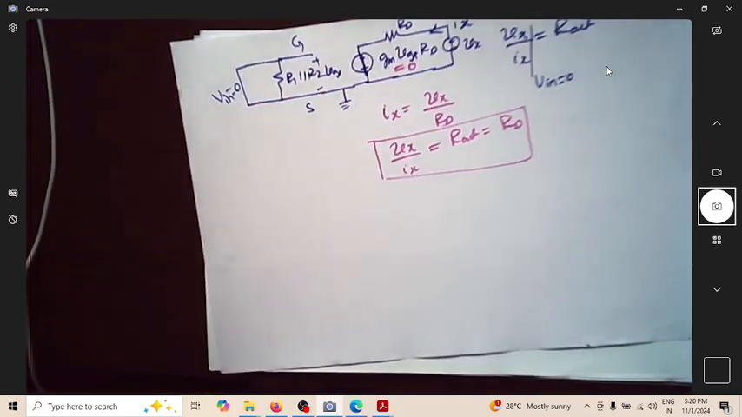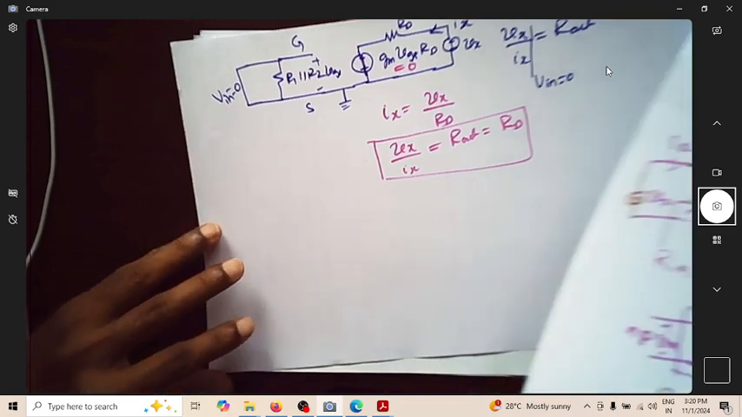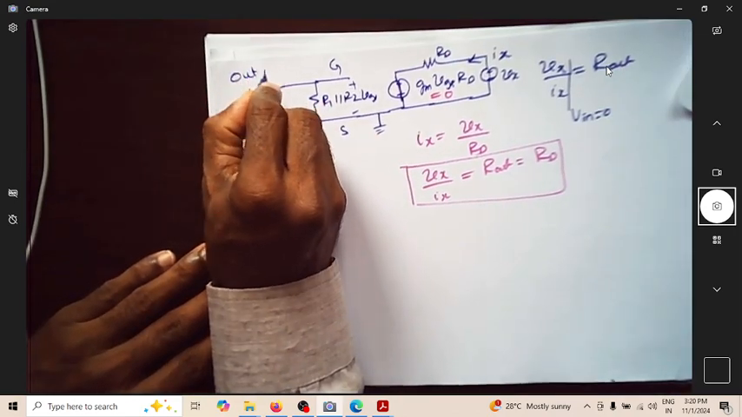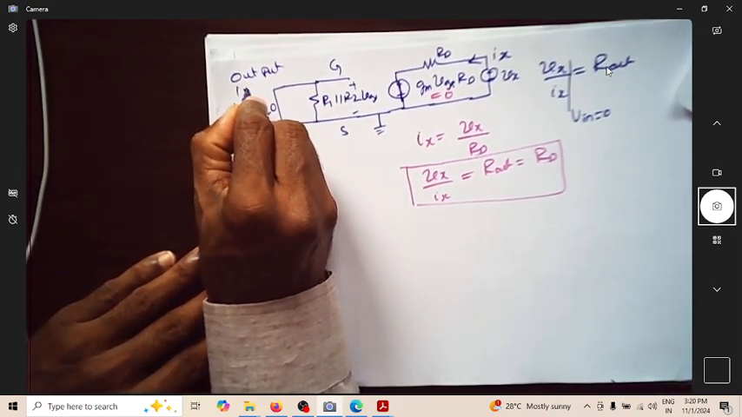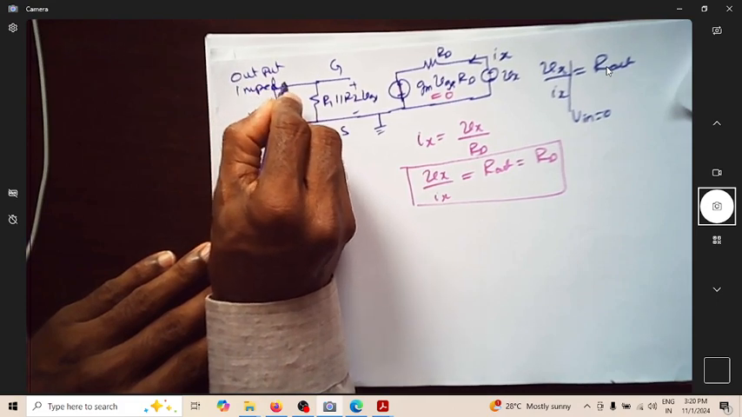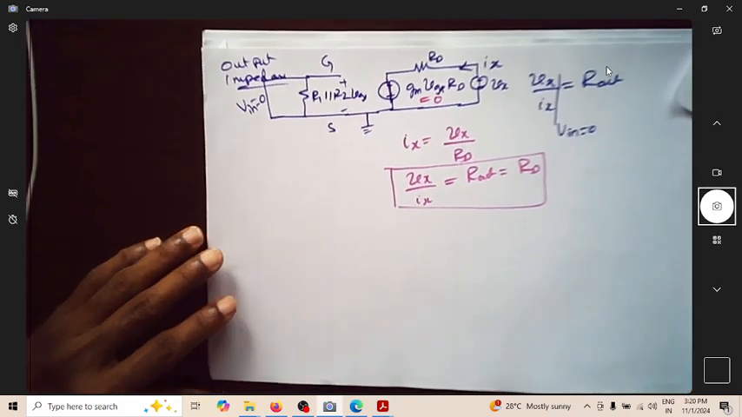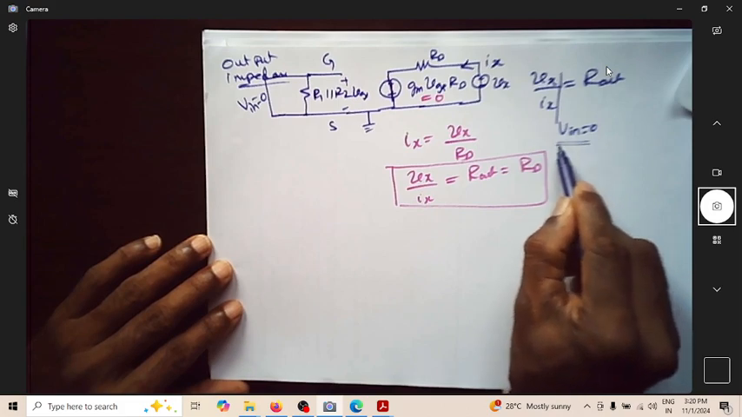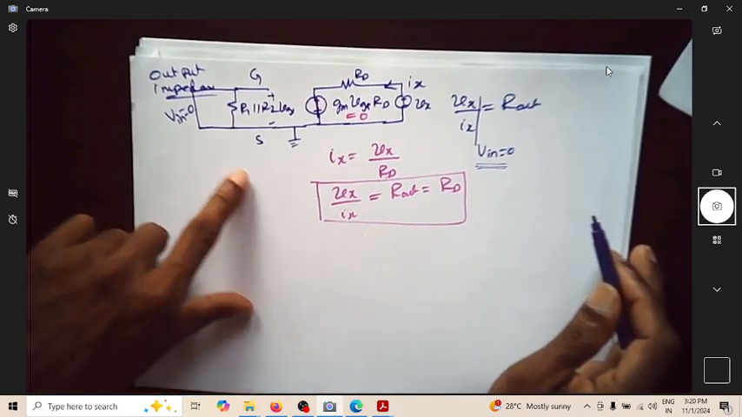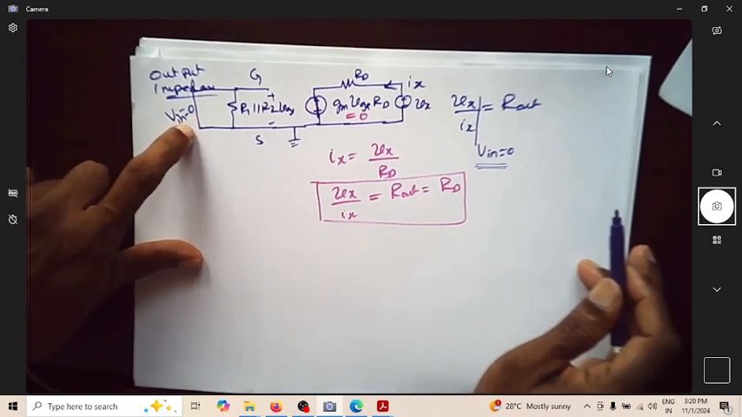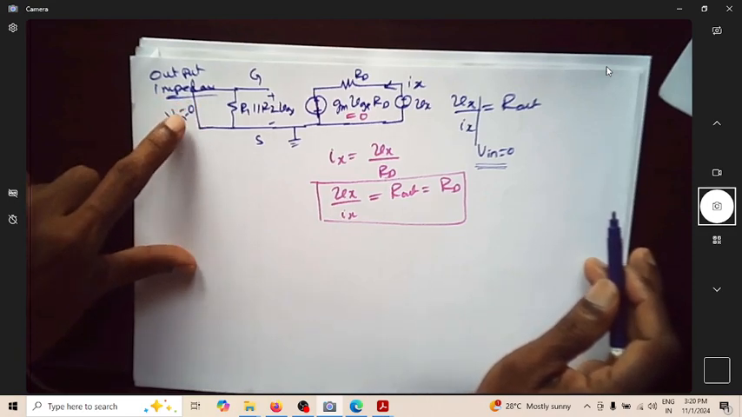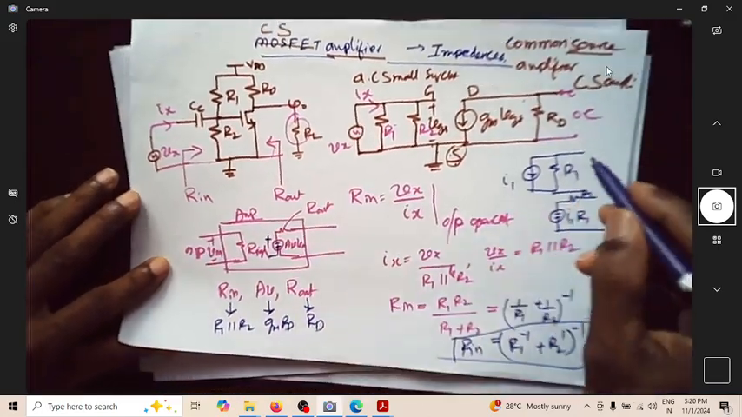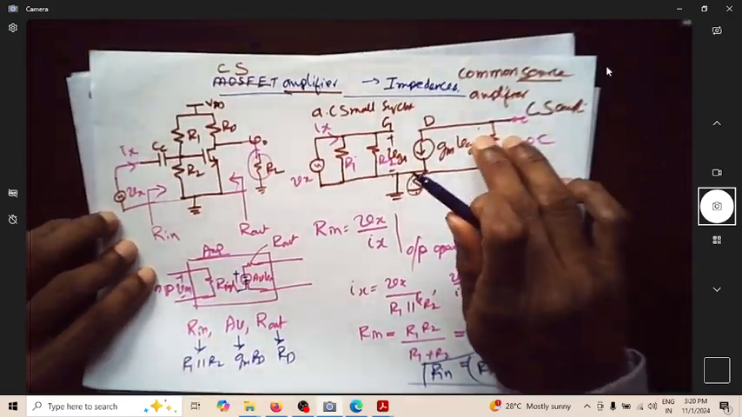Okay, this is the input and output impedance. This is output impedance. For finding output impedance, it is Vx by Ix with Vin as 0, meaning that the input should not influence your circuit. So that's why you're making input equal to 0. In the input impedance measurement, you didn't connect this output because output should not load your circuit.